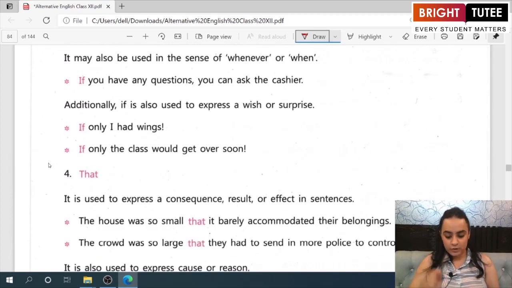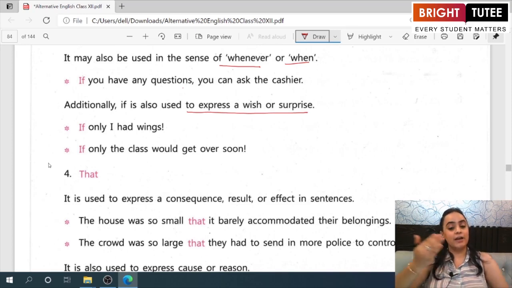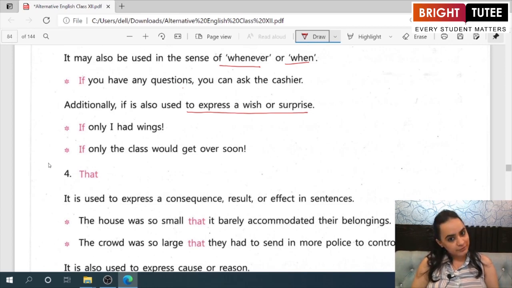It may also be used in the sense of "whenever" or "when". For example, if you have any questions, you can ask the cashier. So whenever you have any questions, you can ask the cashier. If you have any doubts, you can get it cleared from your teacher. Alright. Additionally, we use "if" to express a wish or a surprise as well. If only I had wings. So this is a wish, a desire that you are expressing. If only the class would get over soon.